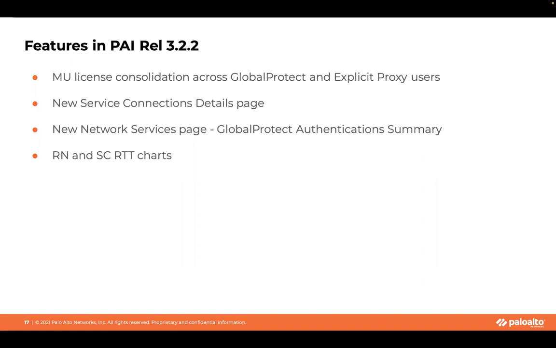We have introduced a new network services page on the left nav. Currently, it just has a count of your GlobalProtect authentications, successes or failures. And we're doing so based on feedback from customers. This is very helpful for them to understand if, for instance, a certain location, a certain set of users have not been able to authenticate, that is reflected in a large spike in their GlobalProtect authentication failures.